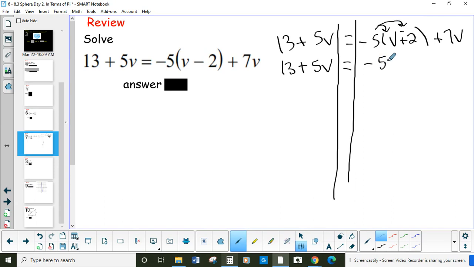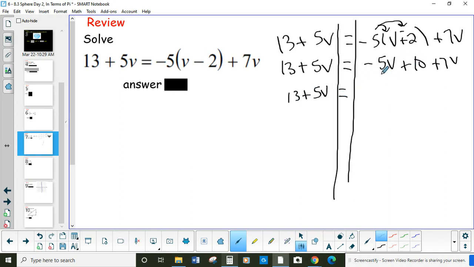I get negative 5v plus, negative times negative is positive, 5 times 2 is 10. So I distributed that 5. Notice that this became a 10. It's still not a 2. So I'm still simplifying the right side. The left side was already simplified.